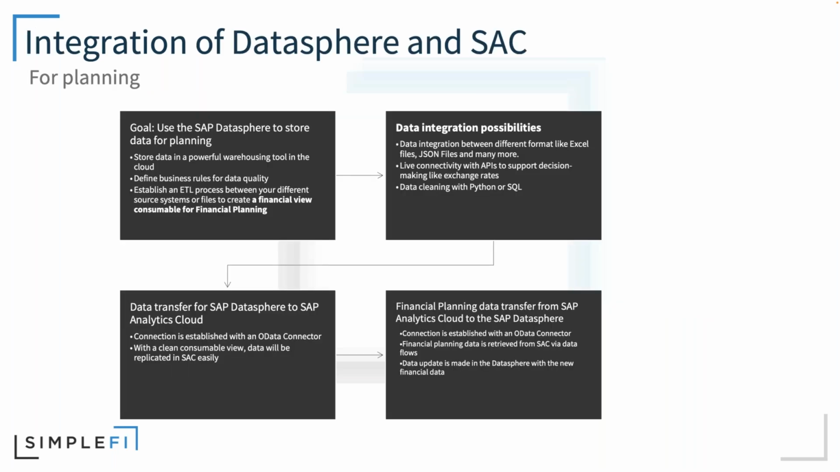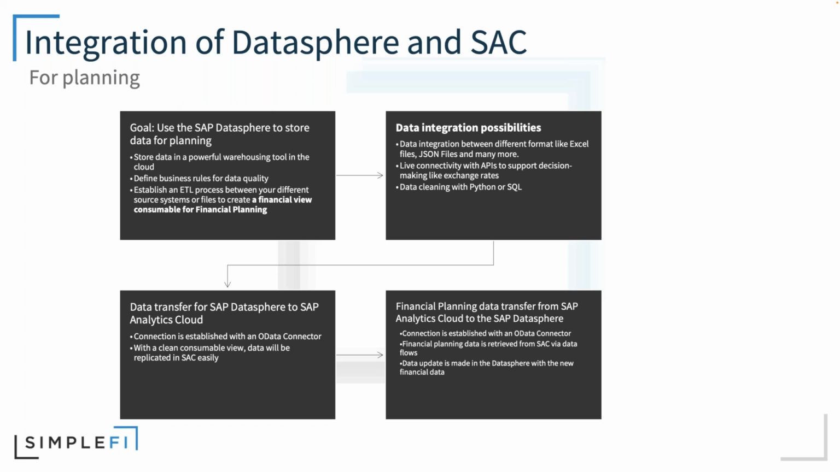So first of all, the objective is to have your data in SAC for planning. This is where the planning process is happening. But the detailed data with all your rules, you want to have it in Datasphere to have a lot more flexibility in your plan. So you will store your data there. You build out all your business rules, data quality, and all your ETL processes to really have that financial view. Now that's fine, but I'm still not in my planning component.